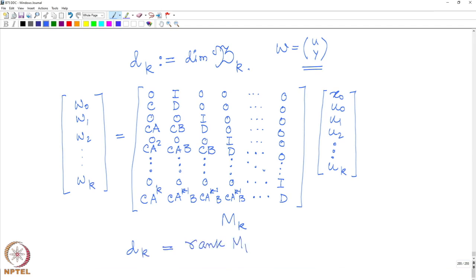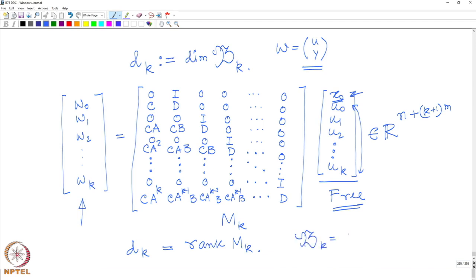Claim is that Dk is equal to the rank of Mk. It is an easy claim to prove. Why? Because Dk is the dimension of Bk. This is a free vector, I can choose it to be anything. So, this vector is of what size? There are n such state variables plus k plus 1 times m, that is the size. So, this is a free vector, these inputs can be anything, and x0, the initial condition, can also be anything.